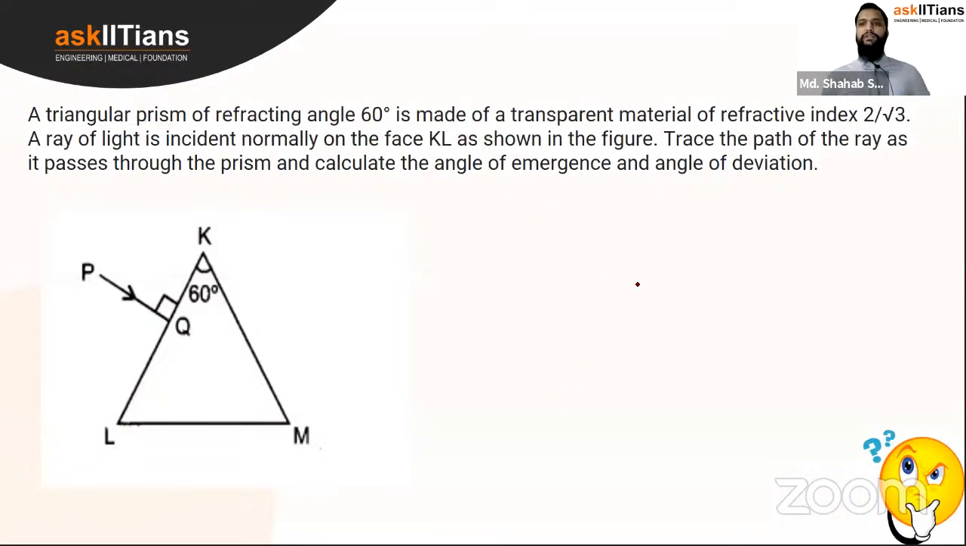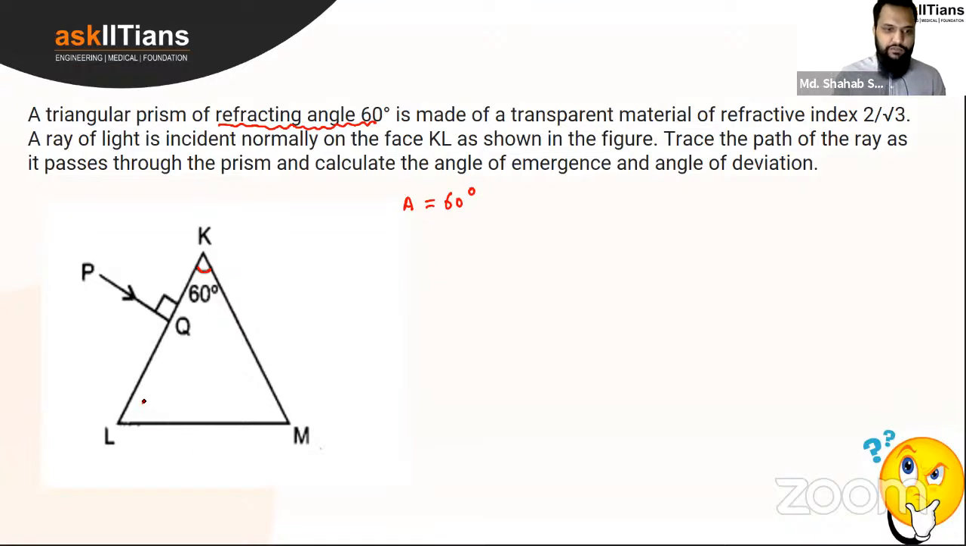Now, this is a really very, very important question. And this question is related to, again, Snell's law and prism. So read the question. A triangular prism with refracting angle 60 degree. So this one is the refracting angle, we call it A. So A is given here as 60 degree, and it is made of transparent material of refractive index 2 by √3.